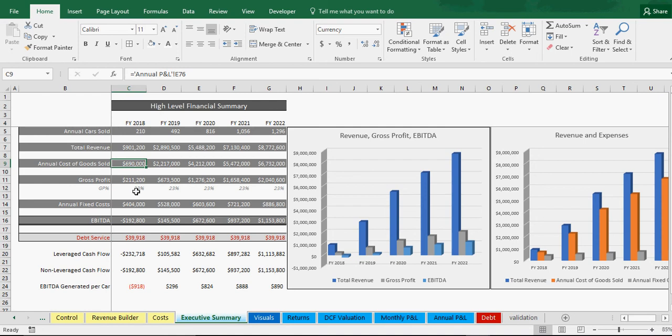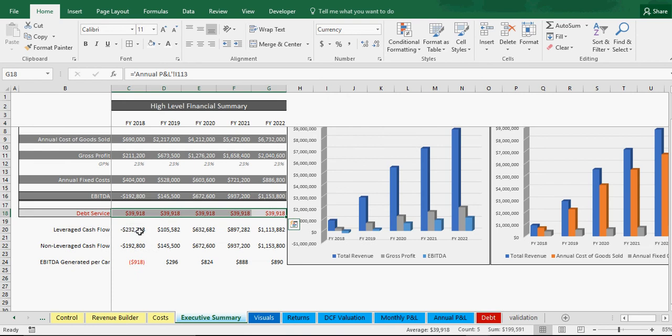Then you've got gross profit margin. Then you've got your fixed costs, and you can see here, based on these assumptions, you're actually going to lose money in the first year, but then you start making money. Then debt service, if we're going to finance some of those startup costs, you got to pay the debt. Then we've got leveraged cash flow, non-leveraged cash flow here.